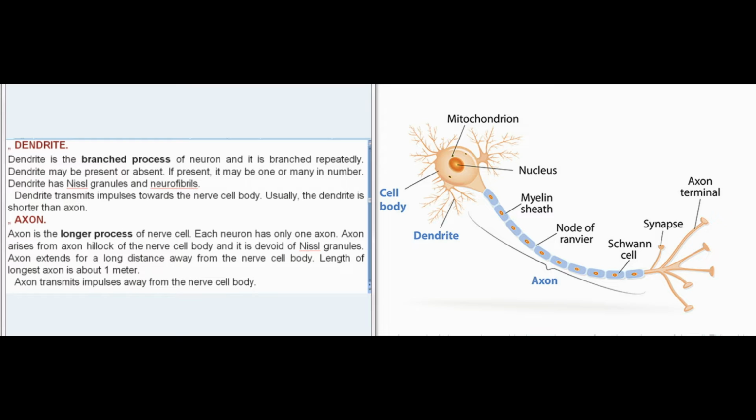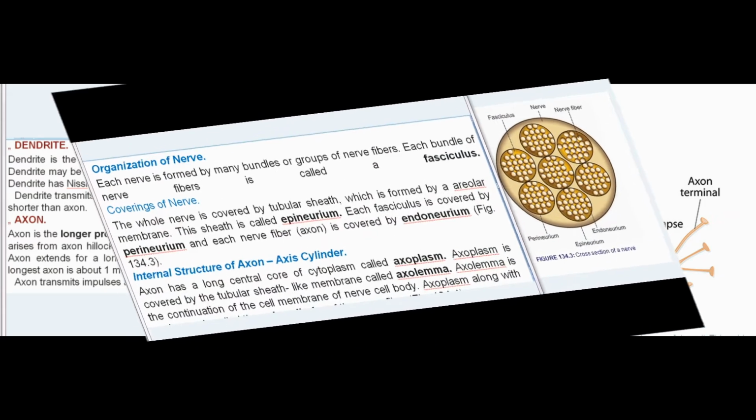Axon is the longer process of nerve cell. Each neuron has only one axon. Axon arises from axon hillock of the nerve cell body, and it is devoid of slow granules. Axon extends for a long distance away from the nerve cell body. Length of longest axon is about 1 meter. Axon transmits impulses away from the nerve cell body.